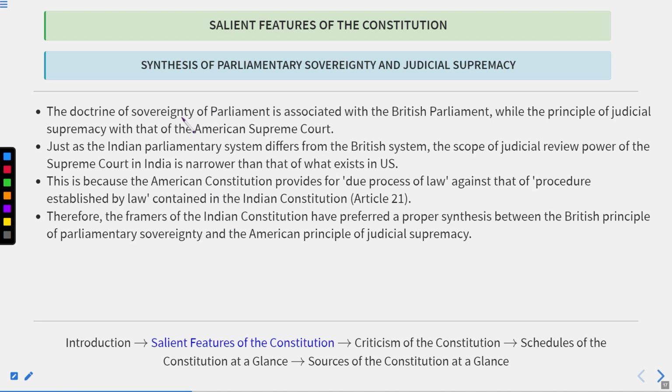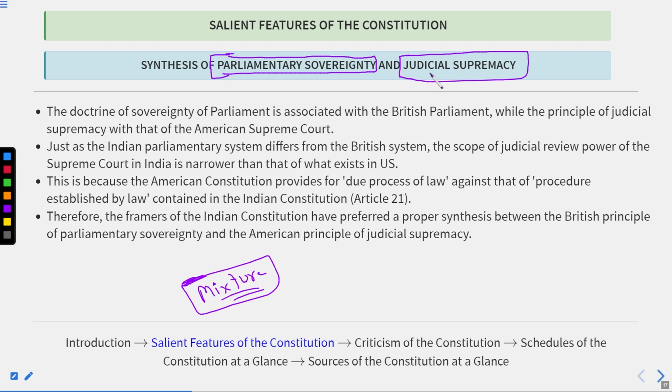Another salient feature we have here is the synthesis of parliamentary sovereignty and judicial supremacy. It means a mixture. So in India we have a mixture of parliamentary sovereignty, meaning Parliament has the power, but we have also granted power to the judiciary. So what is the meaning of this?